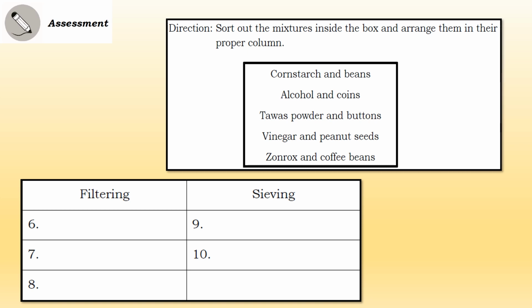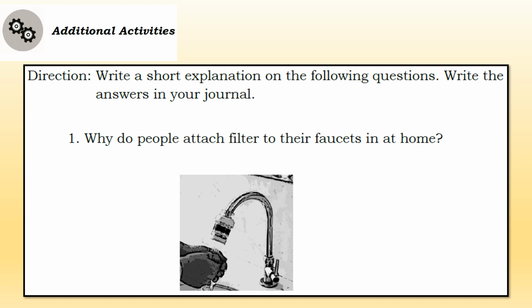Cornstarch and beans. Alcohol and coins, tawas powder and buttons, vinegar and peanut seeds, stone rocks and coffee beans. So again, isulat niyo siya kung saan siyang column maisusulat. You have to write a short explanation on the following questions. For this is for your additional activities.